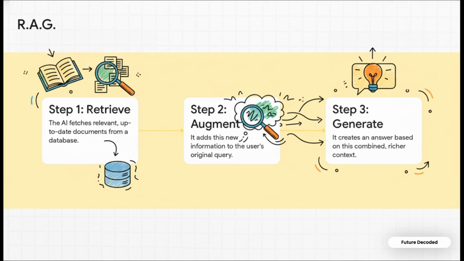First, before it answers your question, the AI retrieves relevant, up-to-date info from a database. Then it augments your original question with all this new information. And finally, it generates an answer based on that much richer, more current context.